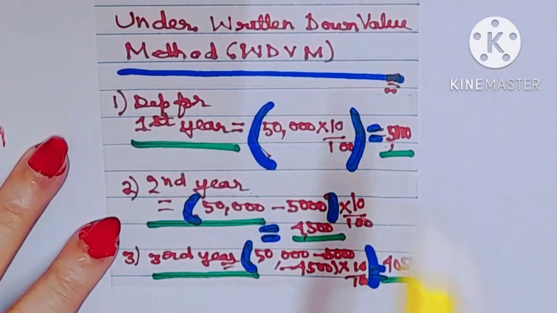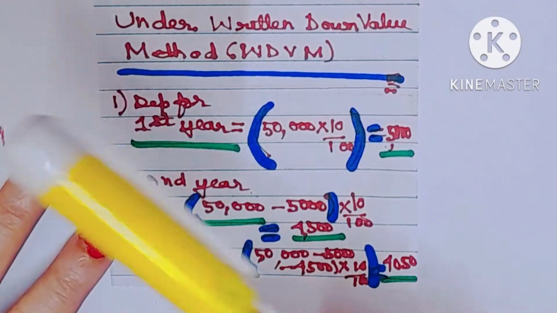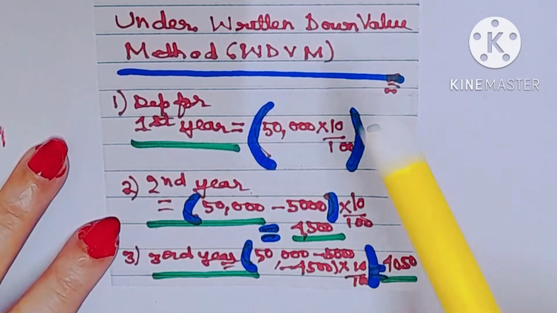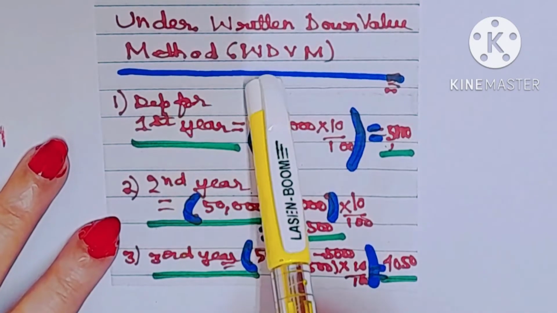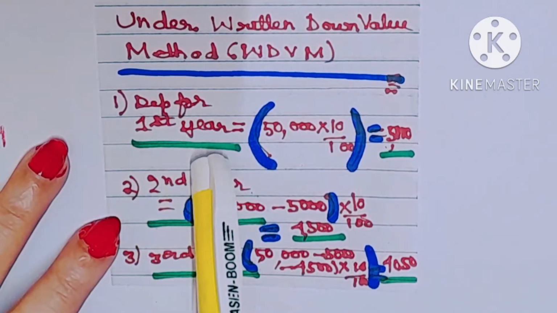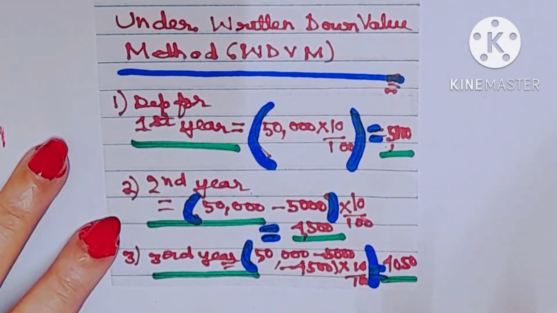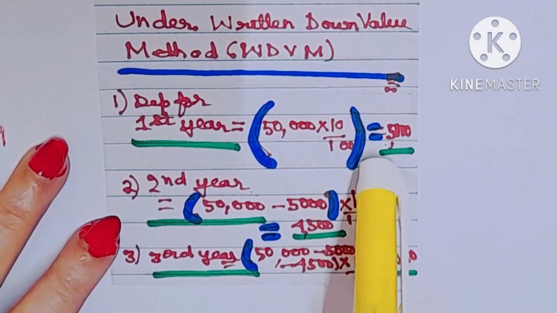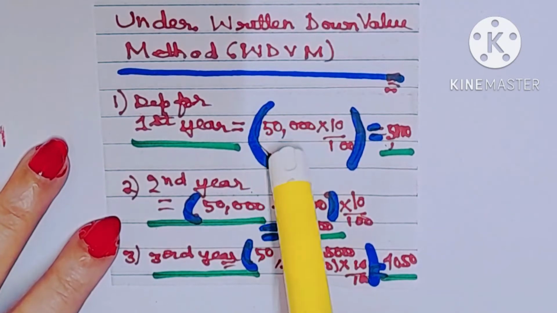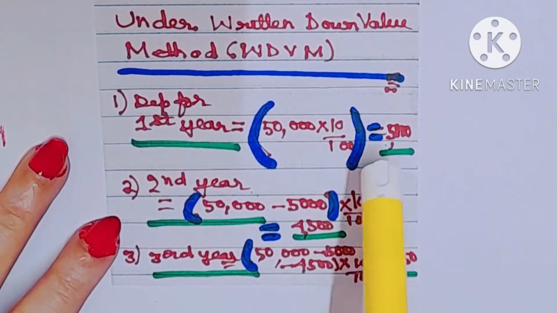Okay? So let's say plant and machinery is equal to rupees 50,000, the same amount as under the straight line method, and the rate of depreciation is equal to 10%, just like the straight line method. Now see the difference. Under the written down value method, what is the depreciation for the first year? The original cost of the plant and machinery is 50,000 into 10 by 100 is equal to 5,000. The formula is the same. The cost of the asset into depreciation is equal to 5,000.